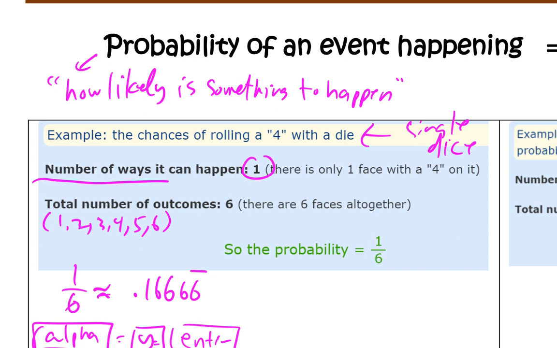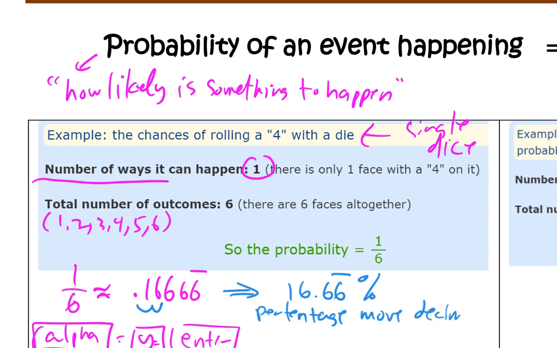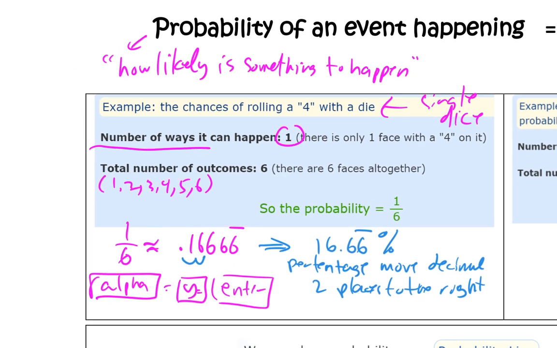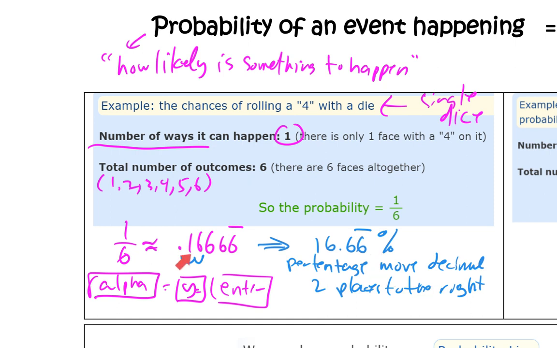If we want to put it as a percentage, we move the decimal 2 places to the right. So to get a percentage, that would be 16.66%. For a percentage, move the decimal 2 places to the right.